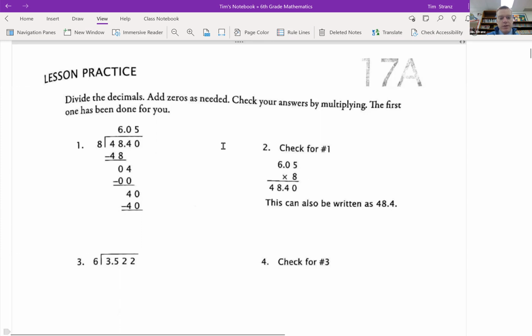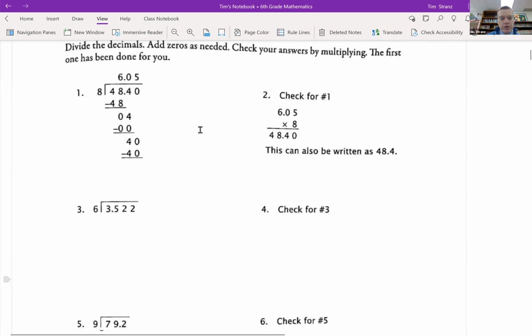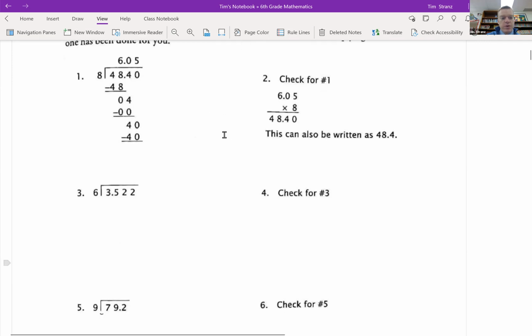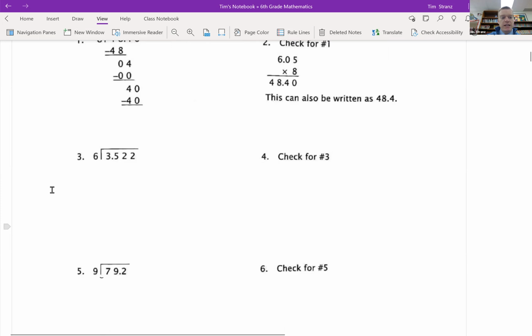We're going to be doing Math UC, lesson 17A of Zeta, talking about dividing decimals. All right, number 1 has been done for you, so let's go down to number 3. Actually, number 2 is just checking work, which I'll show you how to do. So number 3, we got 3.522 divided by 6.